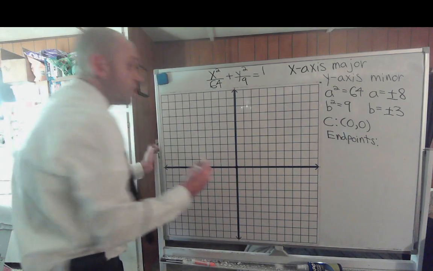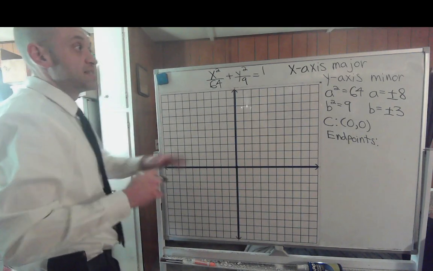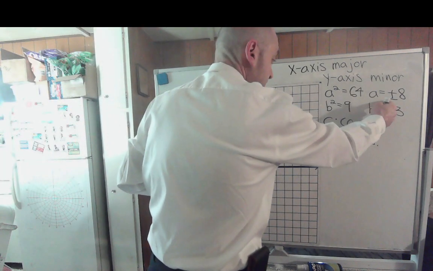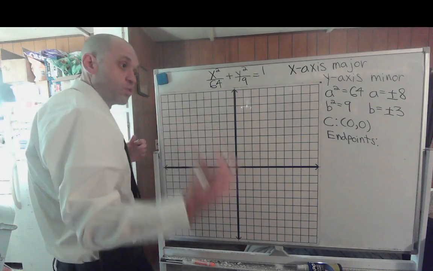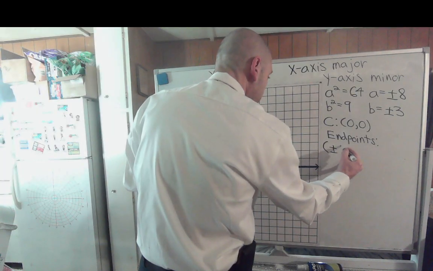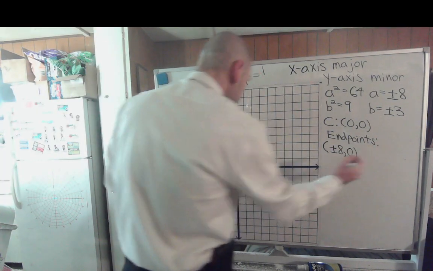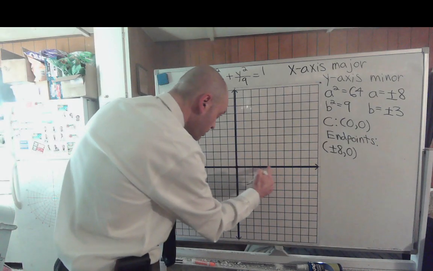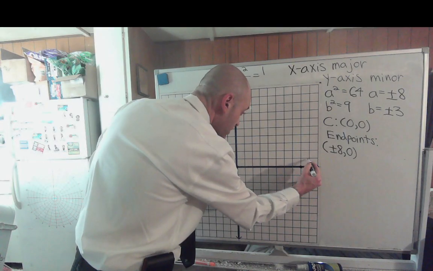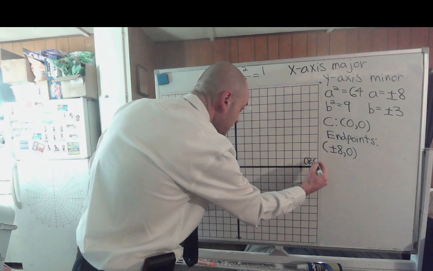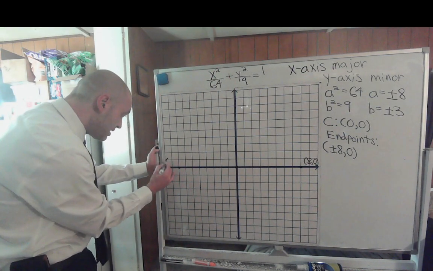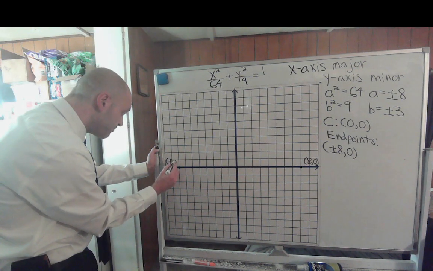Now, what about endpoints? So since x-axis is the major axis, I'm going to take that plus and minus 8, add them to my x-coordinate at the center of 0. So of course I'll have plus and minus 8, 0 for the x endpoints. 4, 5, 6, 7, 8. So there's positive 8, 0. Yeah, this is going to be a big one. And then we're all the way back here for negative 8, 0.